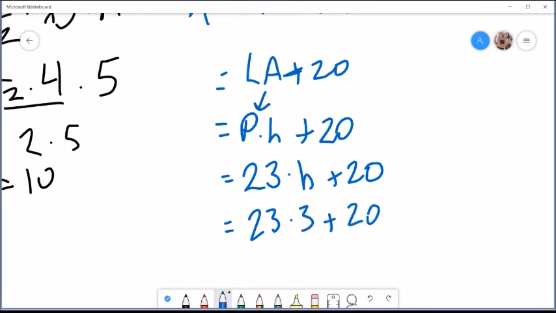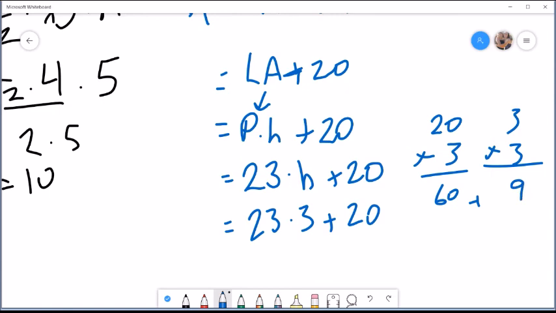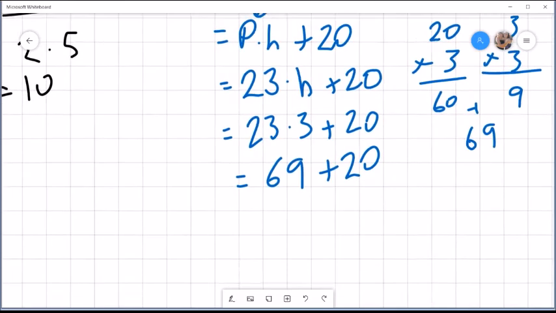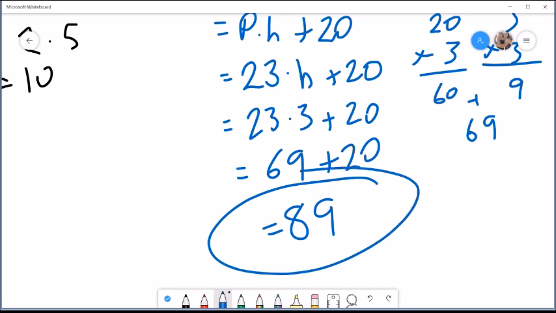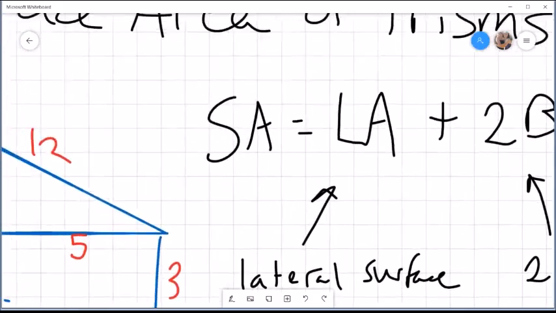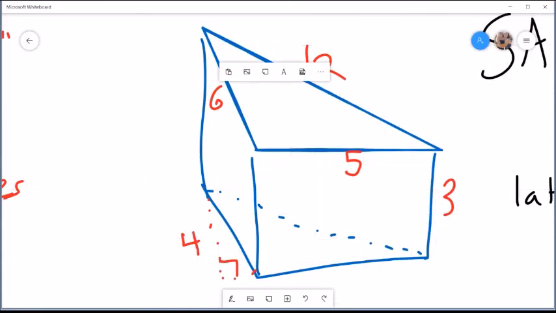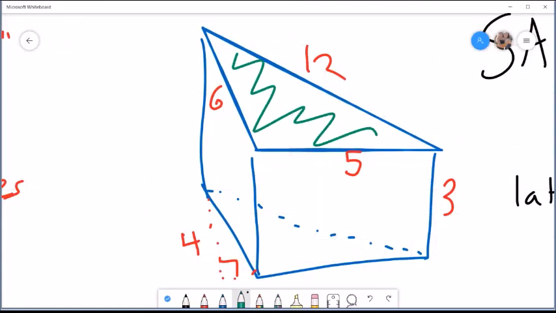23 times 3, again, you can think of it as 20 times 3 plus 3 times 3. That'll make it a lot easier to do in your head. So you have 60 and 9, so you add those together to get 69 plus 20, and for your final answer, you are going to get 89 as your total surface area. This is the entire area of the top, the bottom, and all the sides.